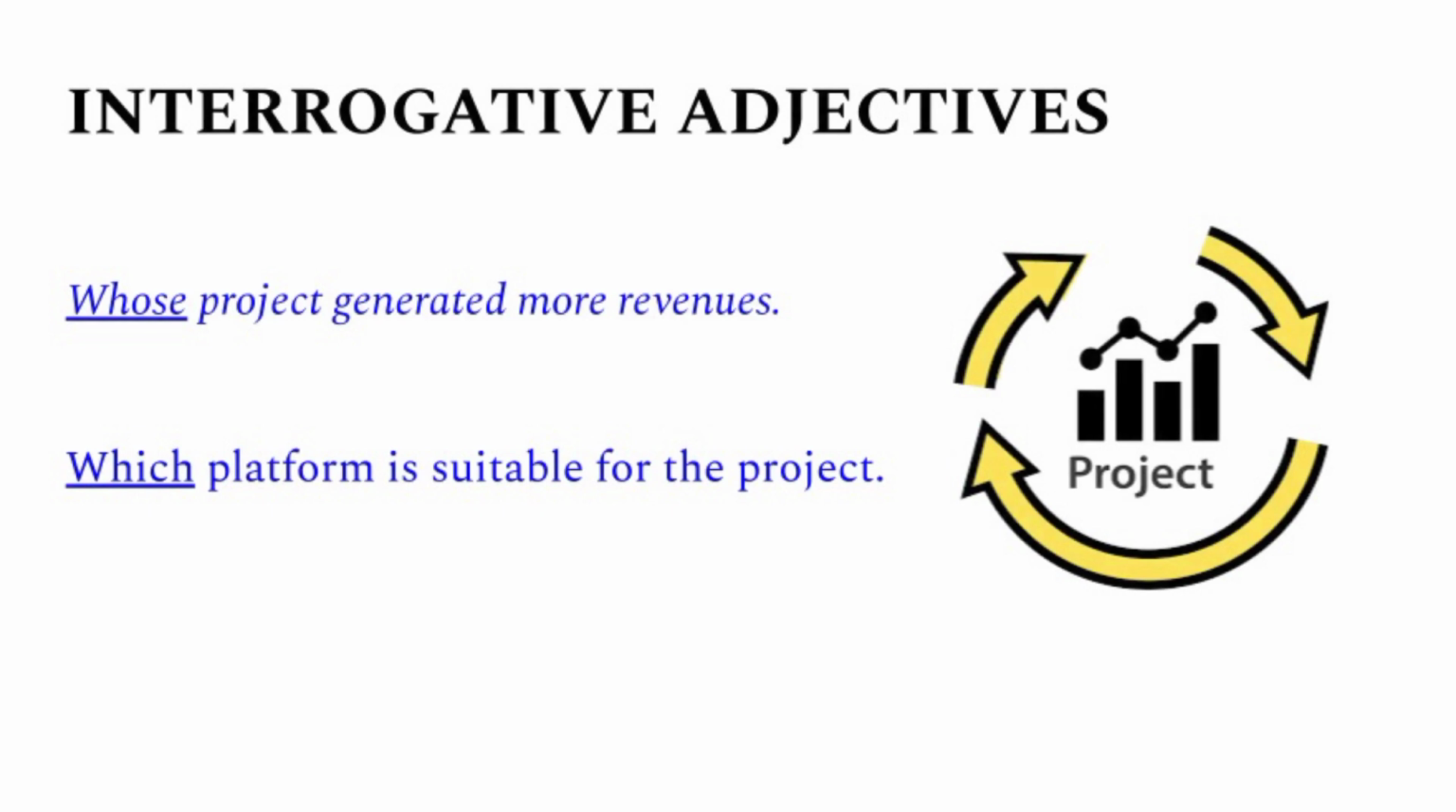Interrogative adjectives. These are WH words used with nouns to ask questions. WH words include who, whose, whom, which, and what. For example, whose project generated more revenues and which platform is suitable for the project. Here, whose and which are the adjectives. They are used before project and platform and they are asking the questions. So it is an interrogative adjective.